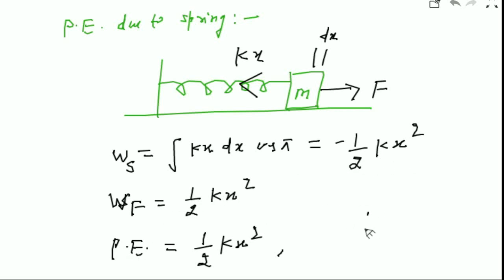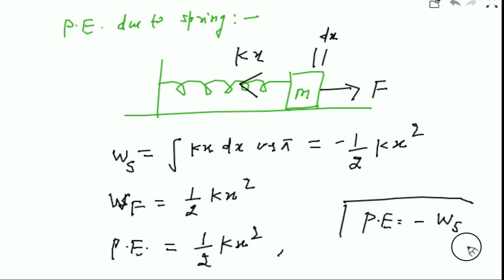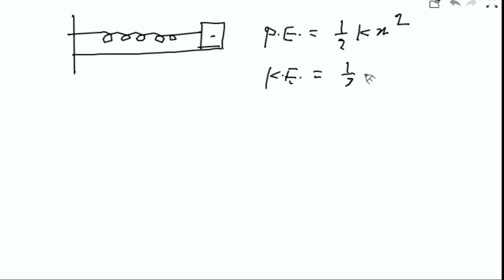Potential energy also has the formula equal to minus the work done by the spring. But potential energy is always plus the work done by the external force F. Okay. So now the potential energy is half kx square. Let's understand this in the spring-mass case. If you have a spring with a mass attached, the potential energy is equal to half kx square, and the kinetic energy, which we have already derived, is equal to half mv square.